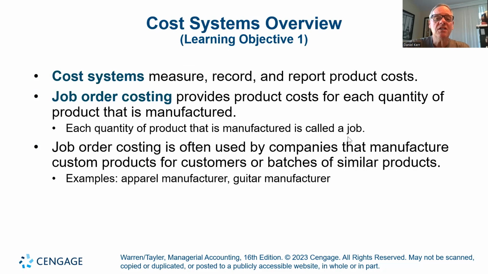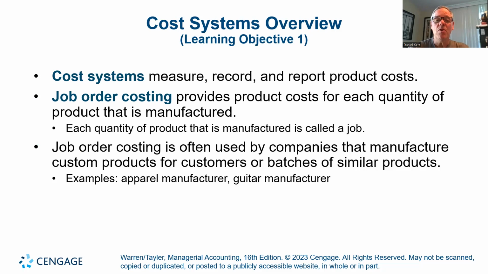So, as the first objective here, a cost system overview. We measure, we record, and we report product costs. And job order costing provides the product cost for each quantity of product that is manufactured. Each quantity of product that is manufactured is called a job. So generally that would be a certain number of dresses, a certain number of automobiles, or in our case, a certain number of guitars.